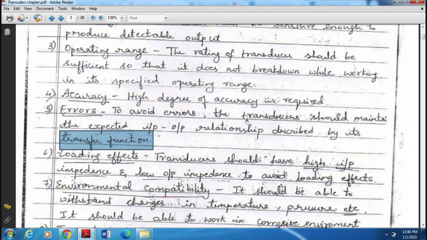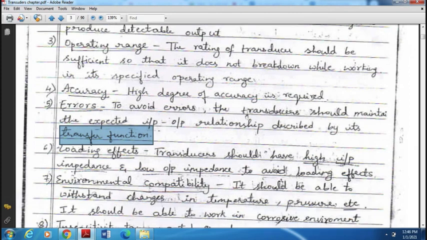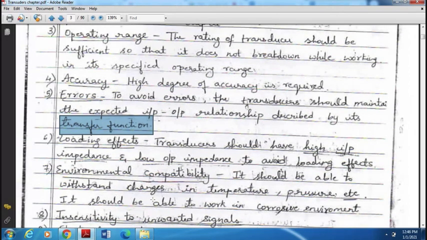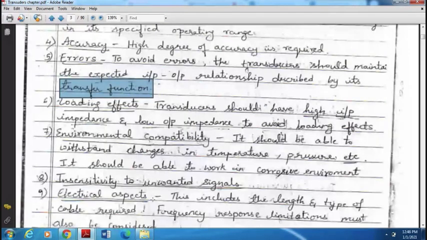The transducer you are going to select should be able to withstand environmental changes like temperature, pressure, and all those parameters. Next is insensitivity. The transducer we select should be insensitive to unwanted signals, the disturbances that occur externally. Then some electrical aspects.